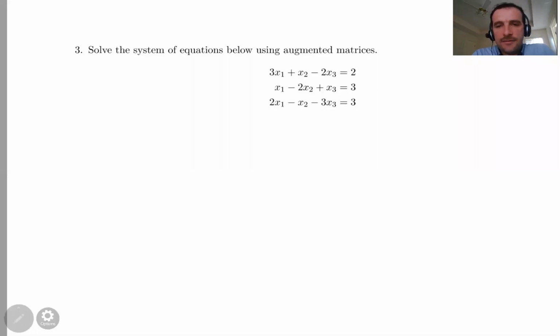All right, now this is our last example in this section. We are going to use matrices to solve the system of linear equations below, and we are going to use augmented matrices, okay? So first of all, let's write the augmented matrix here.